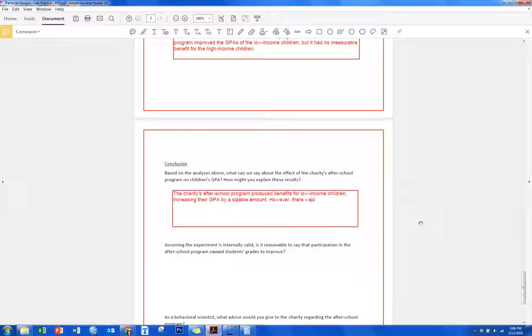However, there was no measurable benefit for high-income children. On average, high-income children had high GPAs, whether or not they participated in the after-school program. Okay. How might you explain these results? So why would this be? Does it make sense? And why would this be?